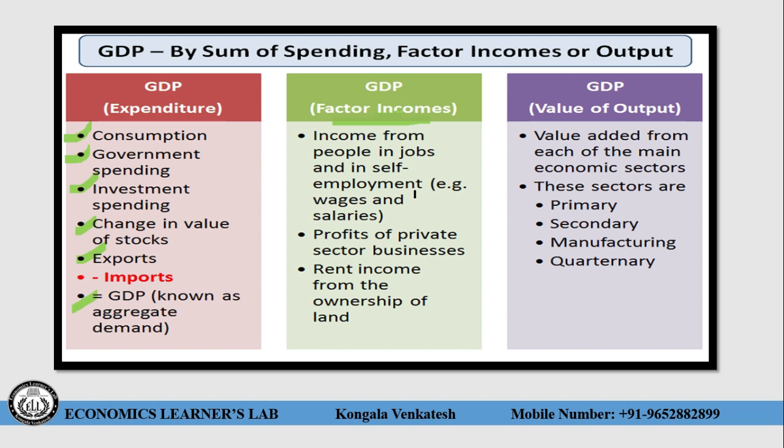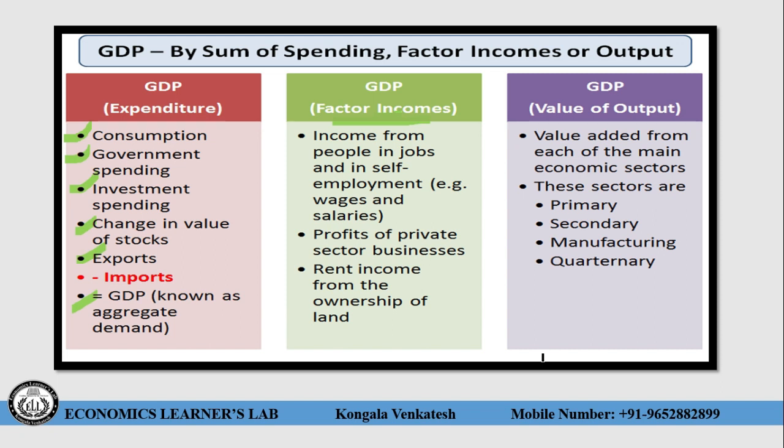If you want to get national income in the output approach, that is GDP by value of output, you have to add the value added from each of the main economic sectors: the primary sector, secondary sector, and tertiary sector. You sum up primary sector production plus secondary sector production plus tertiary sector production. Then you will get GDP by the output approach.